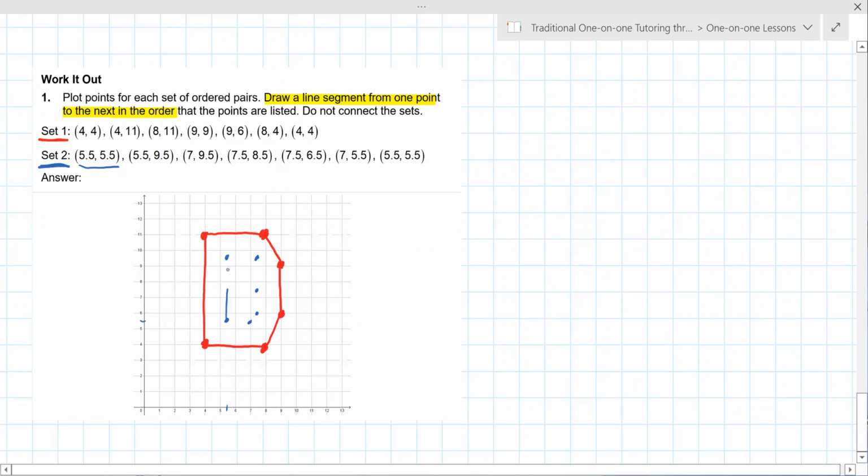So I believe the idea is that it's the same shape here, although I think I've made a mistake here. 7, 5. Kind of looks like a D. Yeah. So we'll just assume that is what they were looking for, and yeah, kind of looks like a D.